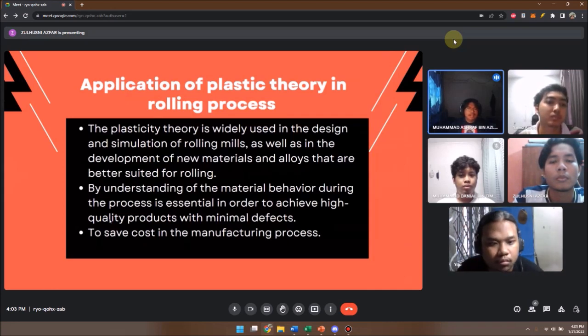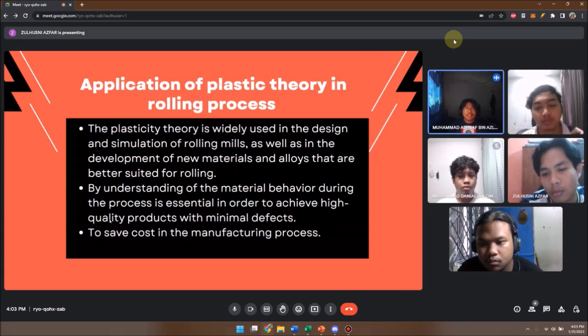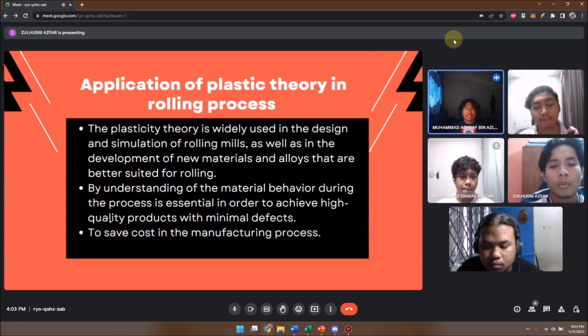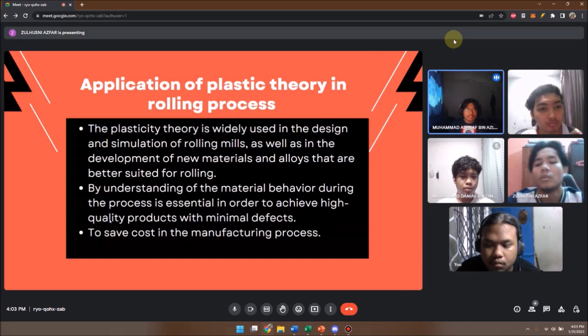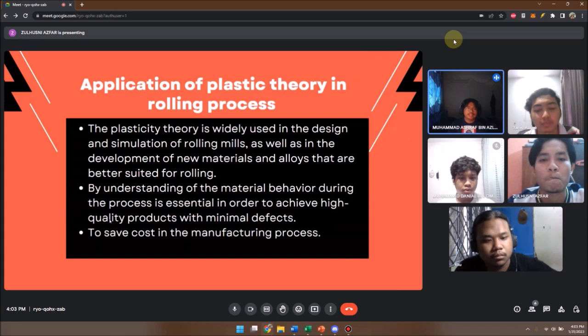Okay, in the practical application of plastic theory in the rolling process, the plasticity theory is widely used in the design and the simulation of a rolling mill, as well as in the development of new materials and alloys that are better suited for rolling. The understanding of the material behavior during the process is essential in order to achieve high quality products with minimal defects, and also to save energy and cost in the manufacturing process.